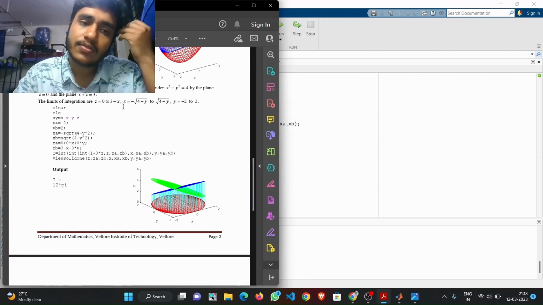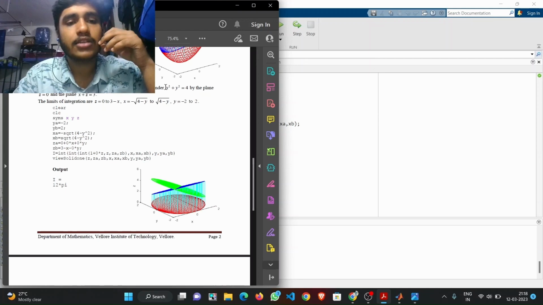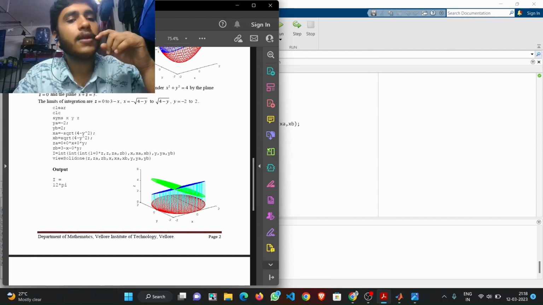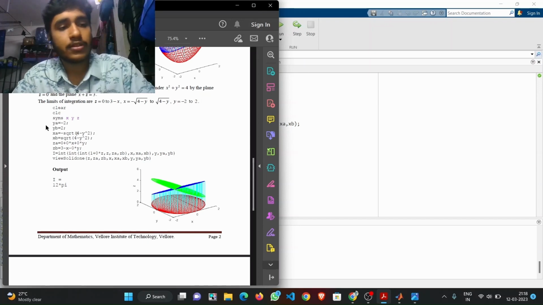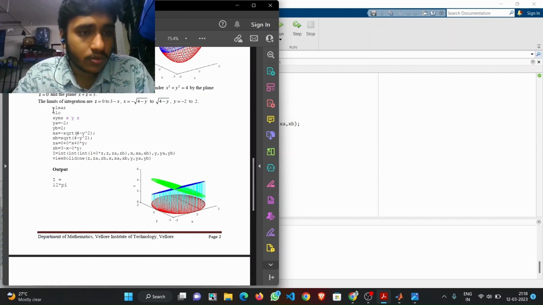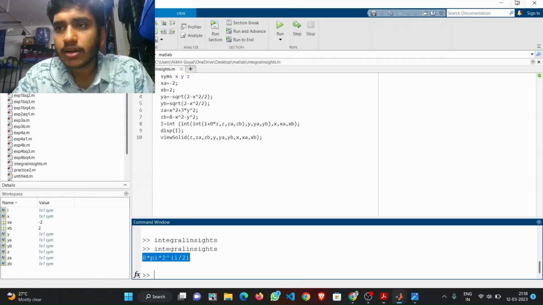And then for x, we already have this equation, x square plus y square is equal to 4. So we got the limits of x as minus root of 4 minus y square and plus root of 4 minus y square. And if we put x is equal to 0, we get y limits as minus 2 to 2. Now similarly, in the same way we write code for this, but we just need to change the values of lower limits and upper limits. So let's see this in Matlab.